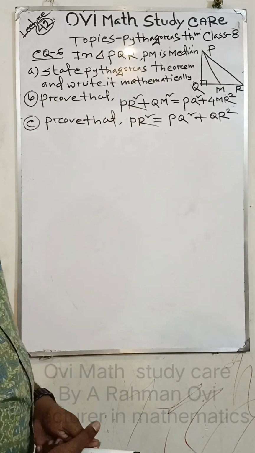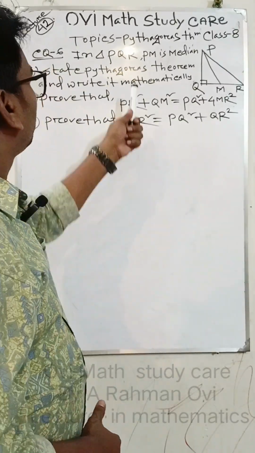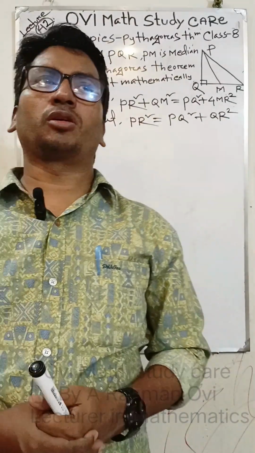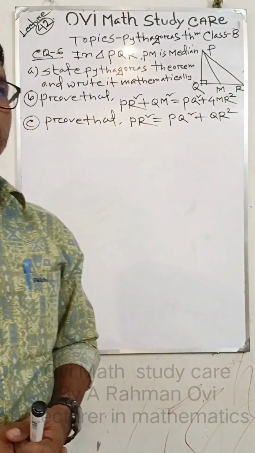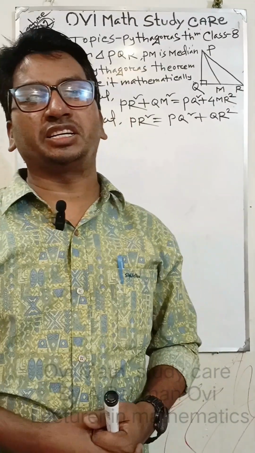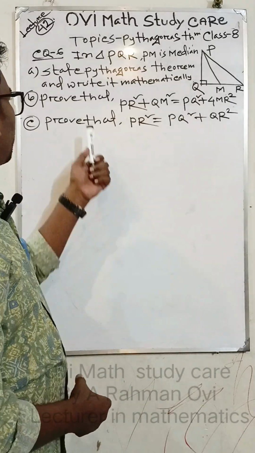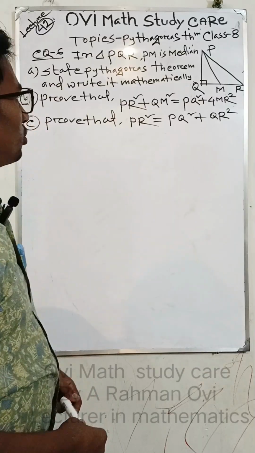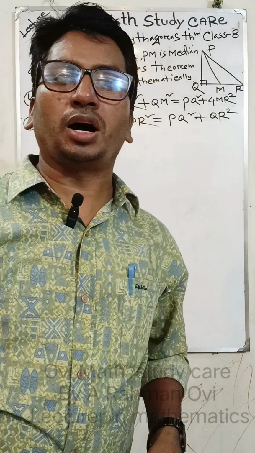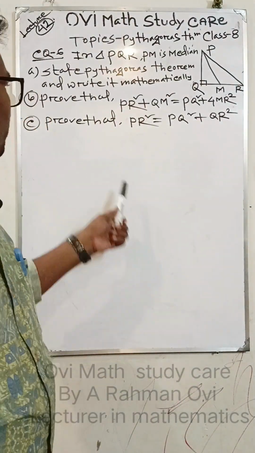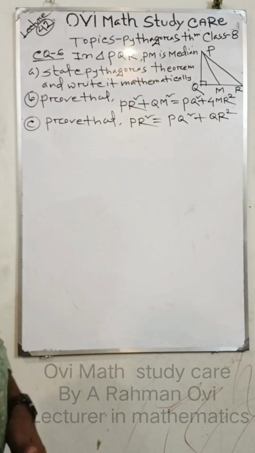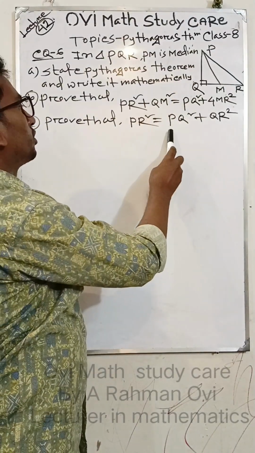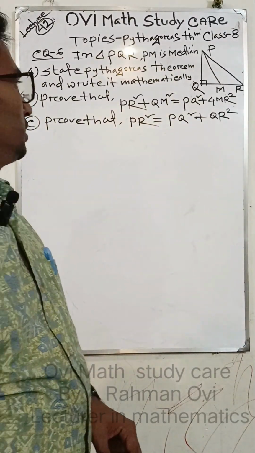First question: state Pythagoras theorem and write it mathematically. We have to state the Pythagoras theorem, or describe it, and write it mathematically. Second question: prove that PR square plus QM square equal to PQ square plus 4MR square. We should prove it. Third question, question number C, prove that PR square equal to PQ square plus QR square.